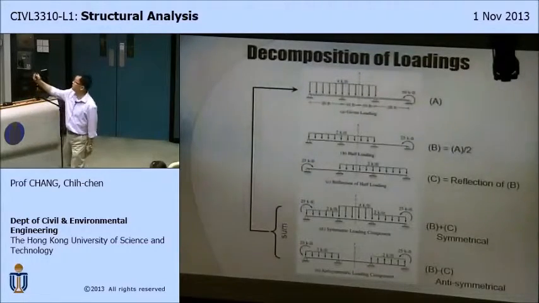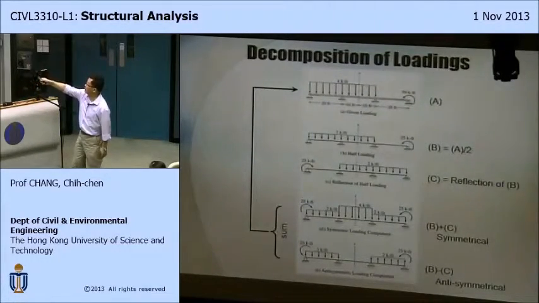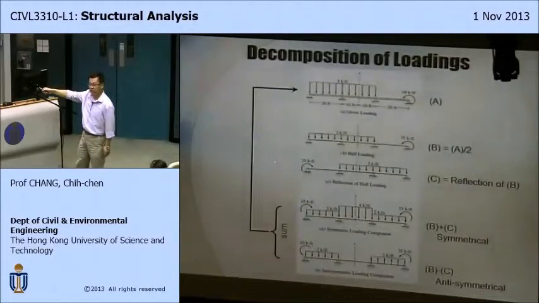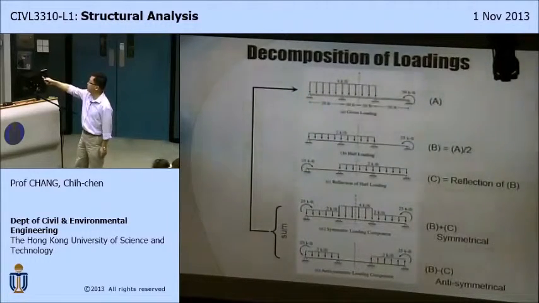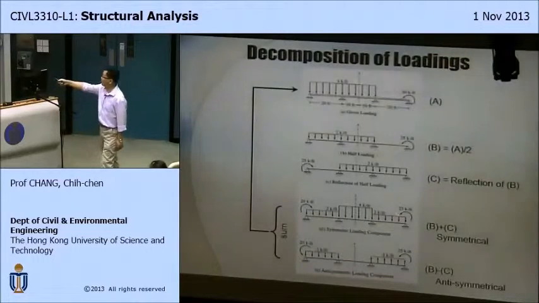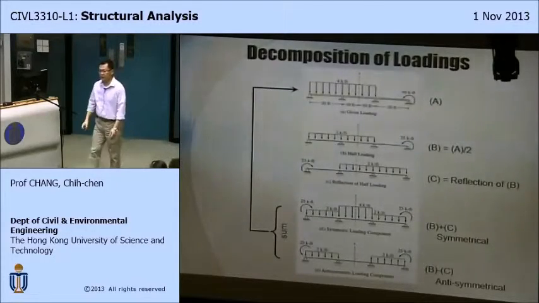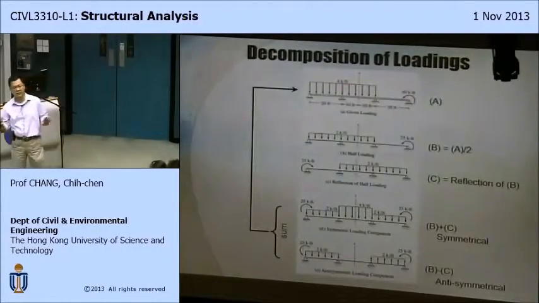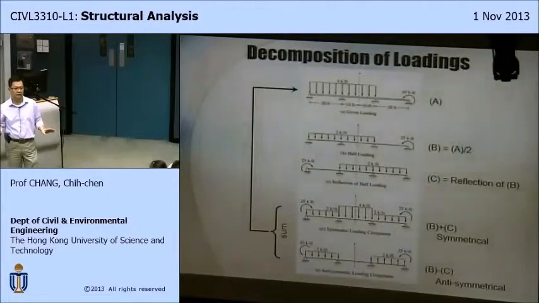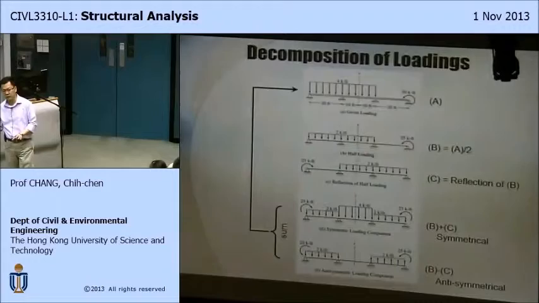So you want to see that again? The original loading, A. Take that, scale, divide by 2. You get B. And then you do 180 degree rotation. You get C. B plus C, symmetrical. B minus C, anti-symmetrical. And then these two add up. C, C cancel. 2B. 2B is A. So go back to the original. All right? So that's the conclusion. It's a very interesting conclusion. I can always decompose any arbitrary loading into summations of symmetrical and anti-symmetrical.